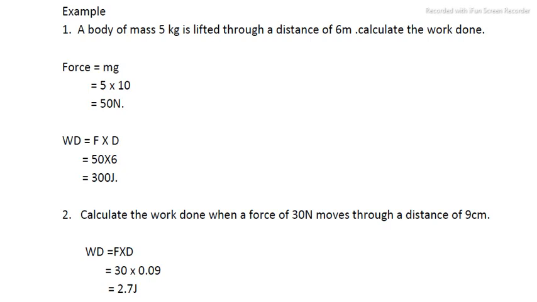and that's why in the solution, work done equals force times the distance, which is the 30 newtons times 0.09, implying that they divided the 9 centimeters by 100 to change it to meters, which gives us the final answer as 2.7 joules.